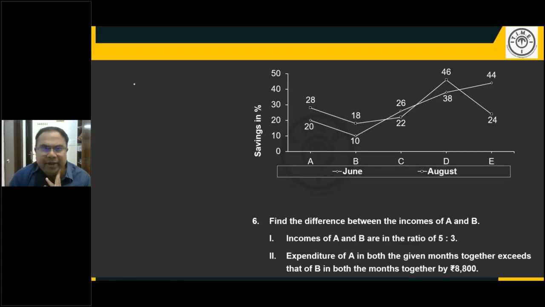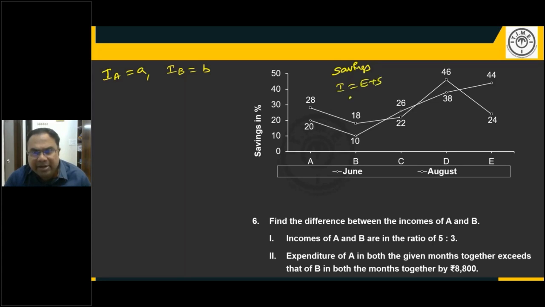Difference between incomes of A and B. Let me take the income of A as small a, the income of B as small b. In both the months, the incomes are the same. That is already given in the data. This is the savings percentage. You might have studied income is equal to expenditure plus savings. So expenditure is income minus savings. Now I need to find the difference between incomes of A and B. Incomes of A and B are in the ratio 5:3, so income of A is 5x, B is 3x. I don't know their incomes, so I cannot find it because they are in a ratio. Don't say 2. It is 5 parts and 3 parts, so I have to take 5x and 3x. The x value I don't know. I cannot answer.